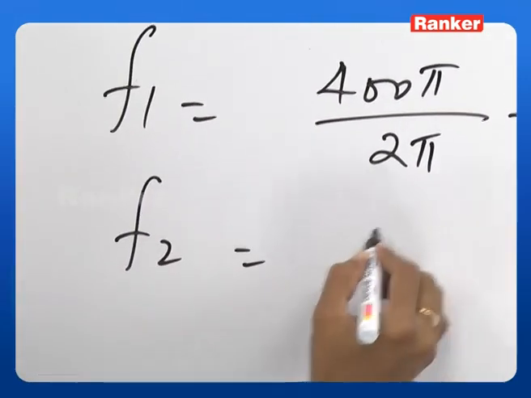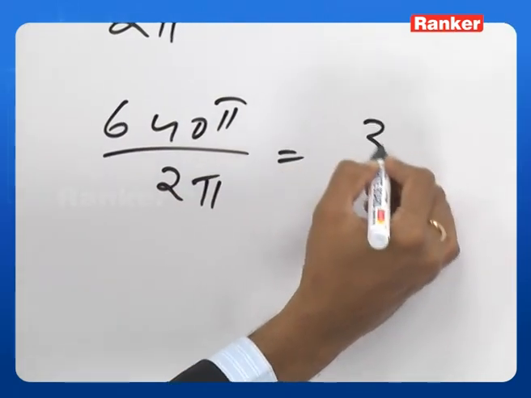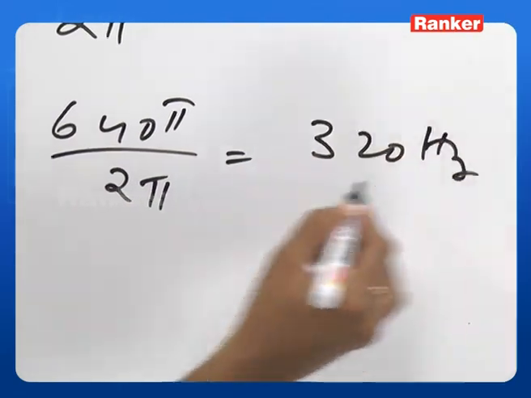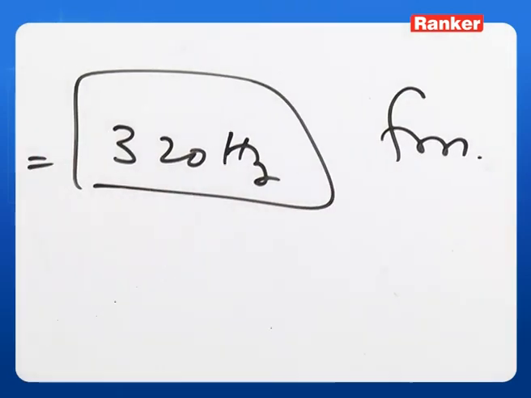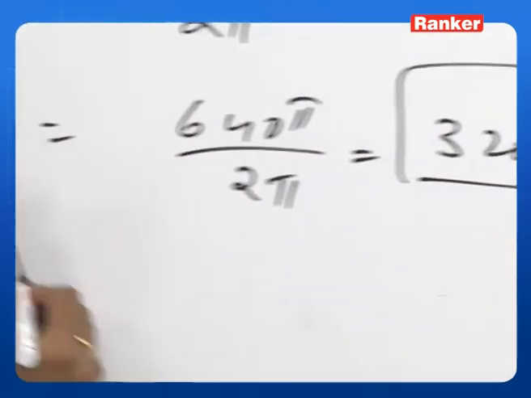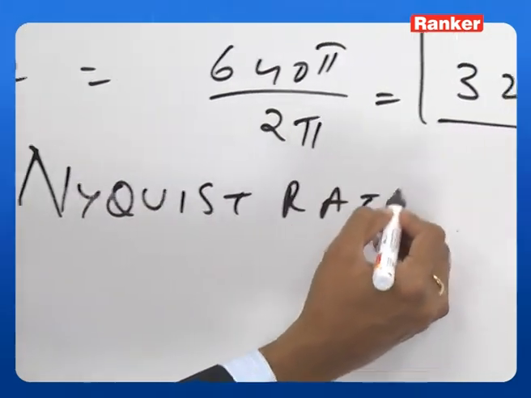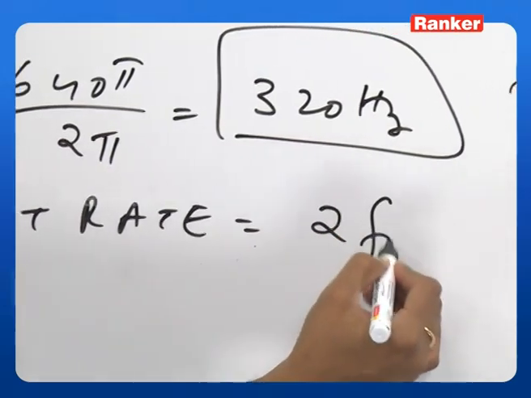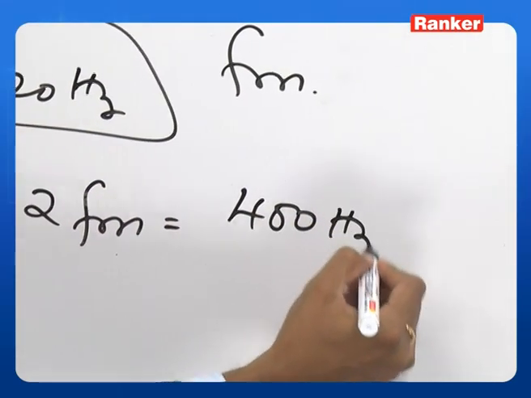Okay, f2 is equal to 640 pi by 2 pi. So, this is equal to 320 hertz. So, we have identified this as Fm. This is the maximum frequency out of these two. So, the Nyquist rate you can get as twice of that. So, this will be equal to 2 Fm, which is equal to 400 hertz.